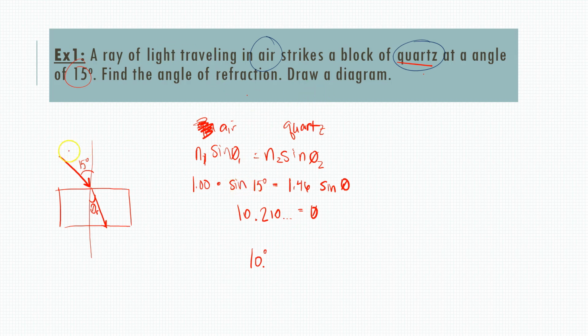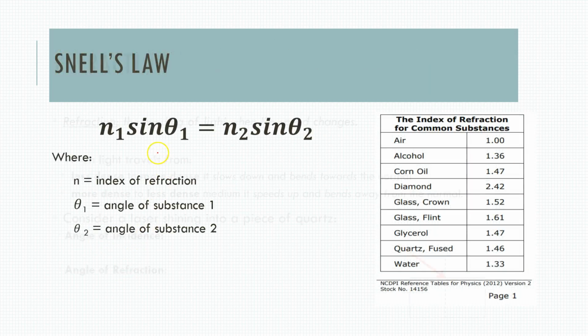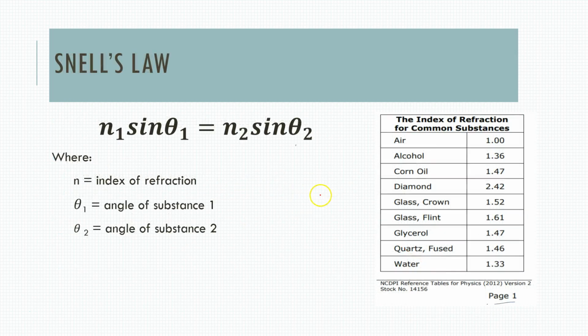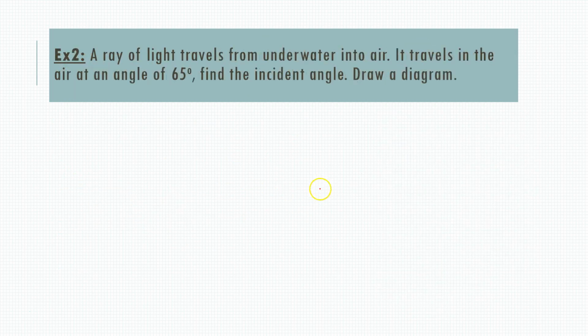So what that means, if it moved toward the normal, you can go back to this if you want to. If it moved toward the normal, that means that it slowed down. That's what that's indicating to us, is that it slowed down. Okay? All right. I have another example.